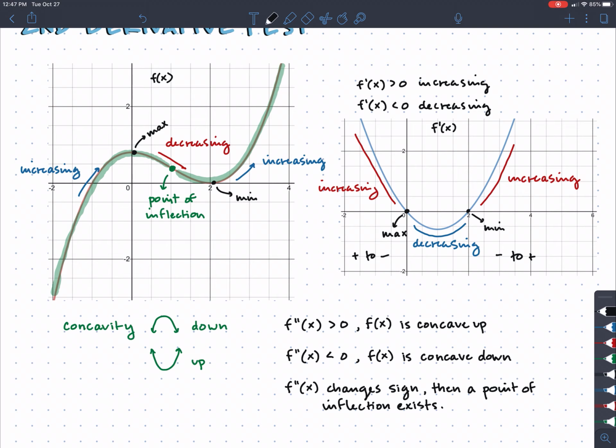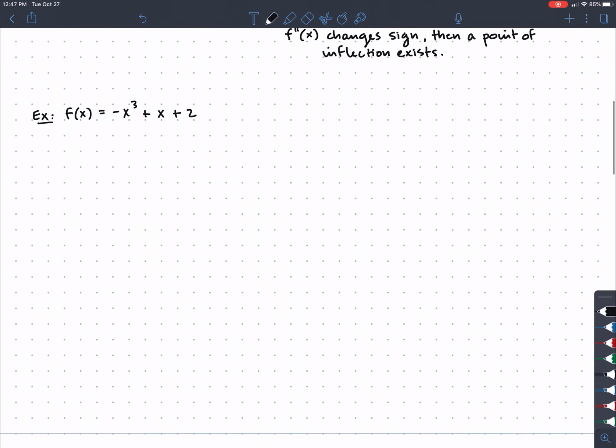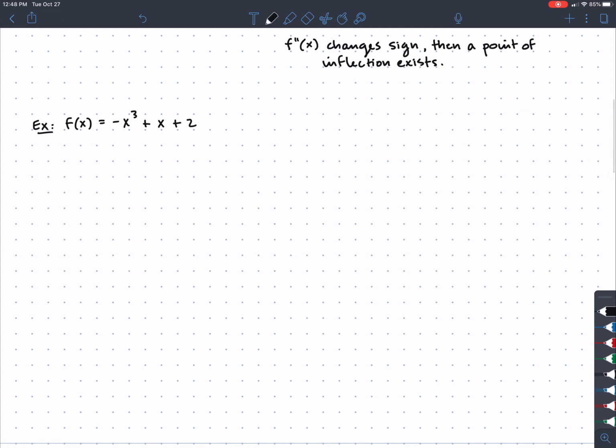So let's do that algebraically. So we have a function here, f of x is negative x cubed plus x plus 2. So we're going to use the second derivative test to determine when is this function concave up, when is it concave down, and where is the point of inflection. So first I want to find my second derivative. So f prime is negative 3x squared plus 1, meaning the second derivative is negative 6x.